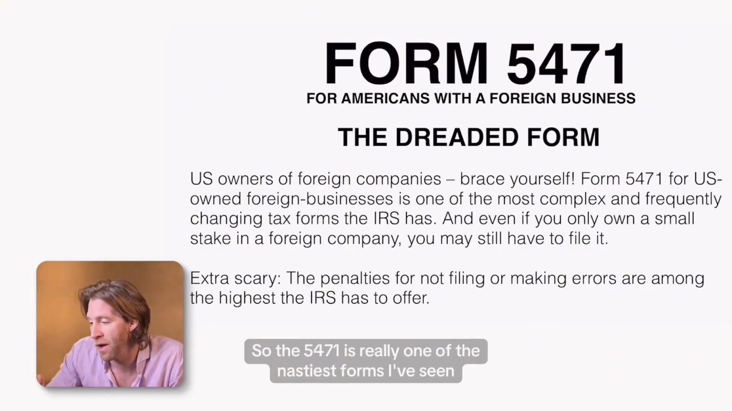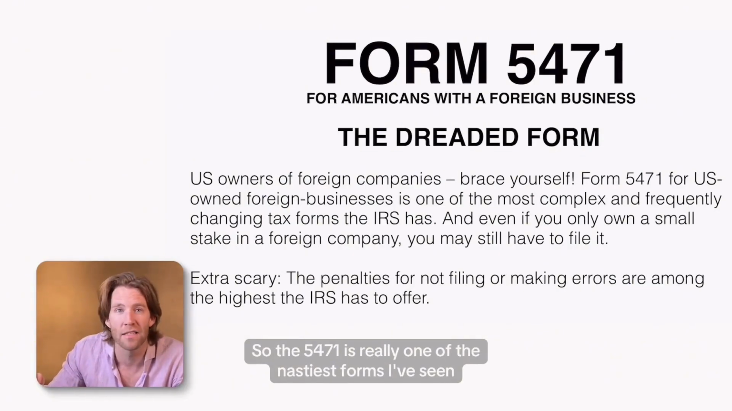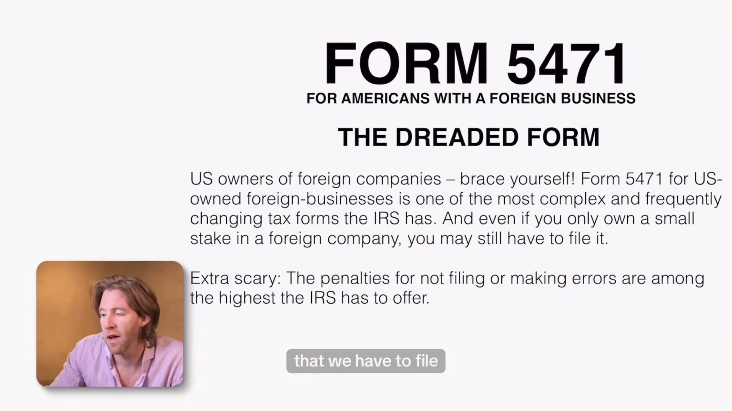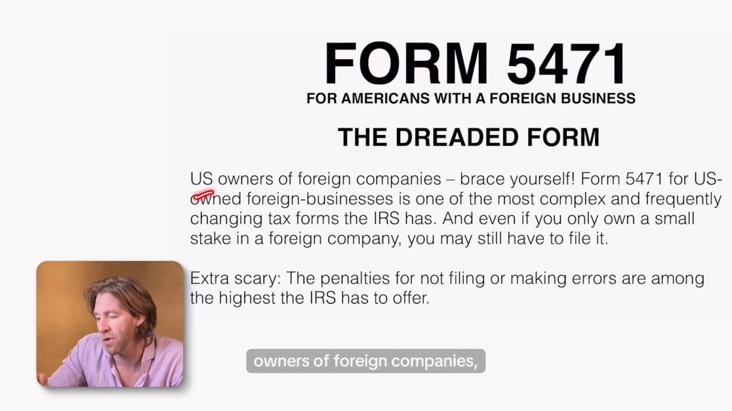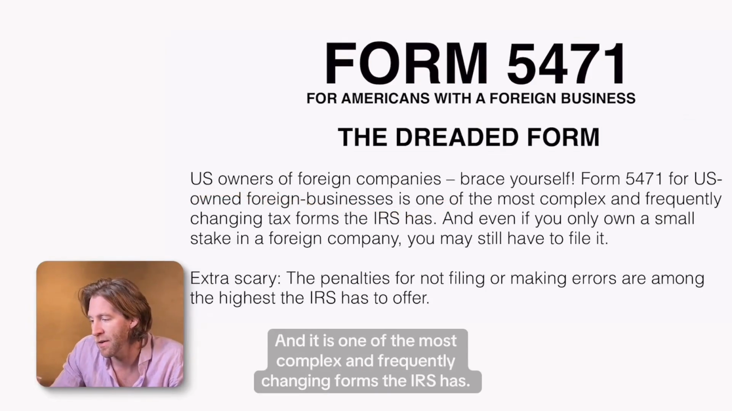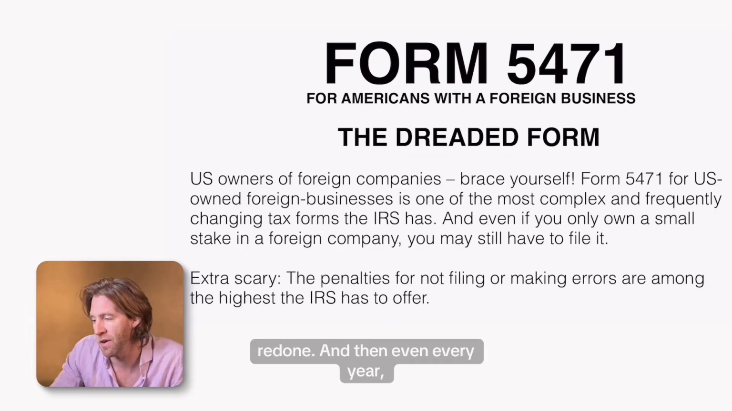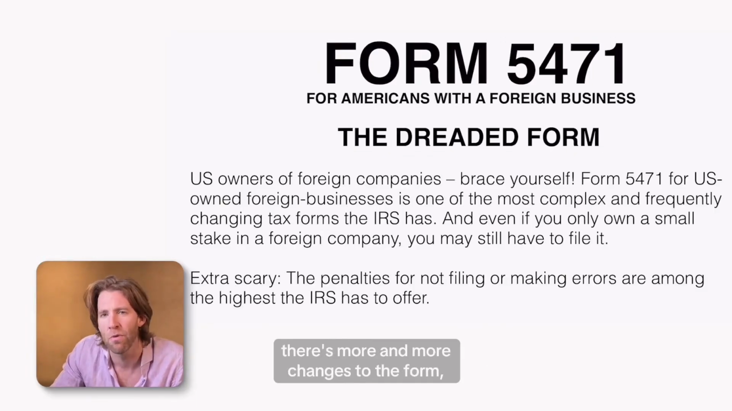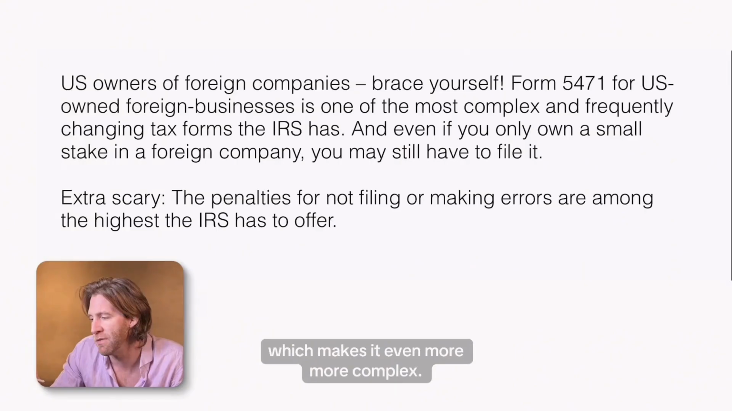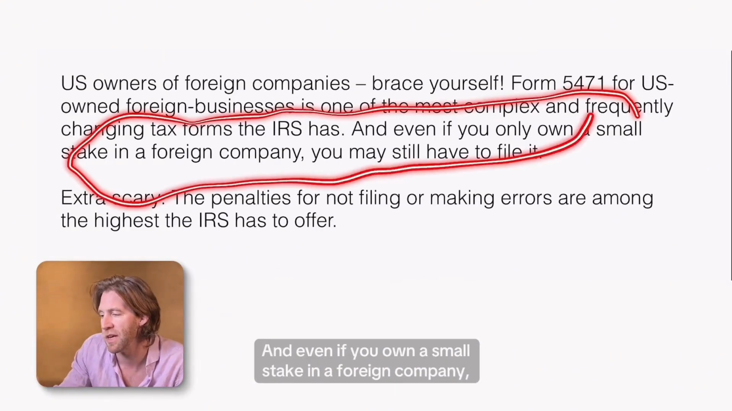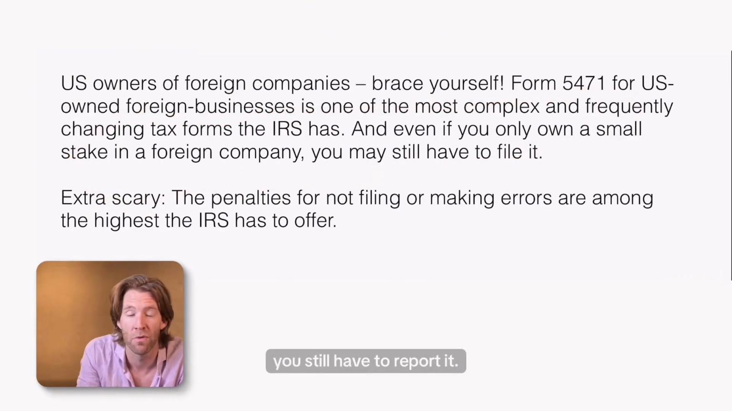So the 5471 is really one of the nastiest forms I've seen, and we have to file it at Online Taxman for our clients. Essentially it is for US owners of foreign companies, right? And it is one of the most complex and frequently changing forms the IRS has. When we did the Tax Cuts and Jobs Act in 2017, it was completely redone. And even every year, there are more and more changes to the form, which makes it even more complex. And even if you own a small stake in a foreign company, you still have to report it.